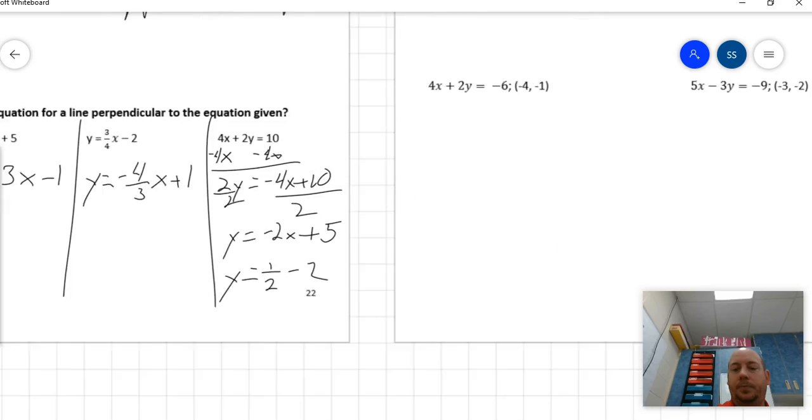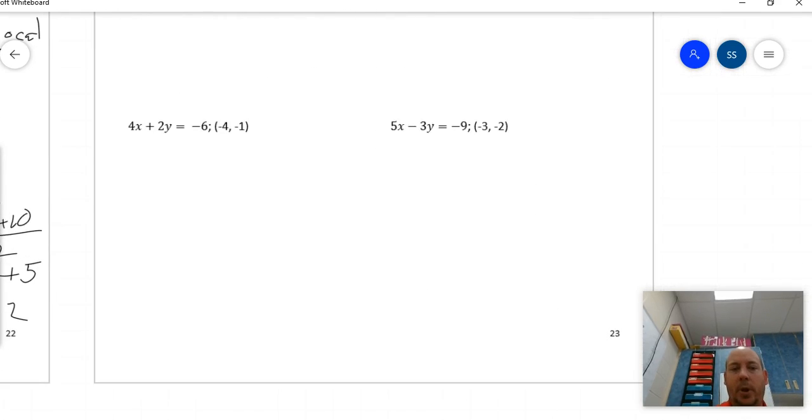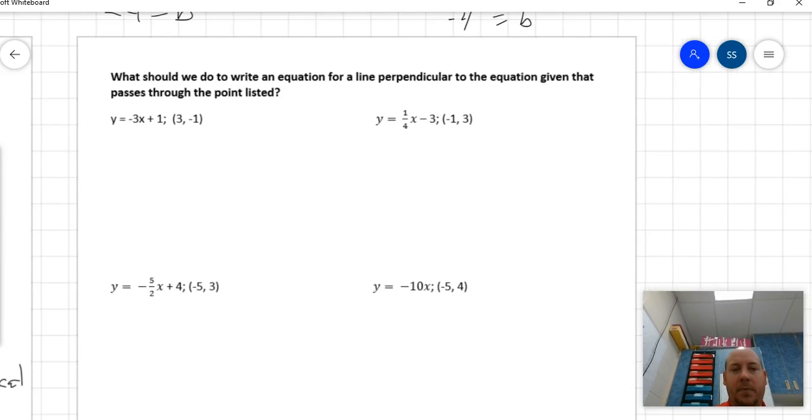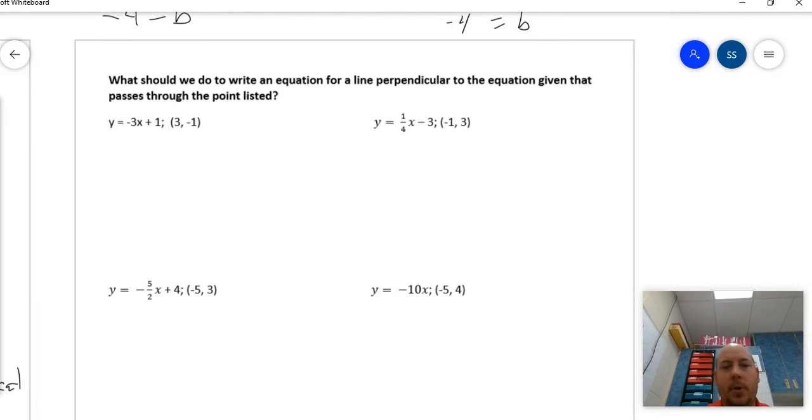All right. If we flip to the last page here of your note packet for Unit 5. Again, we want to write a perpendicular line through the given point listed. So I want a line perpendicular to y equals -3x plus 1 that goes through the point (3, -1). My original slope is -3. So I'm going to make that the opposite reciprocal. So that's +1/3. That's going to be my new slope. And then again, just replace your x and your y value with the given point.